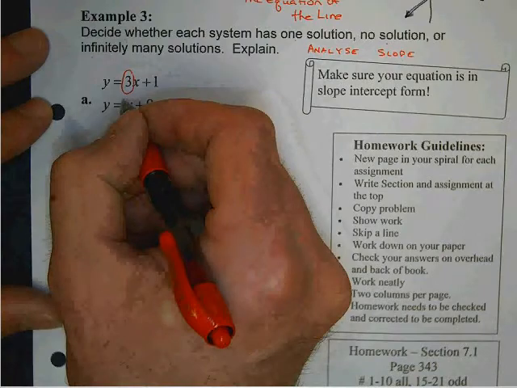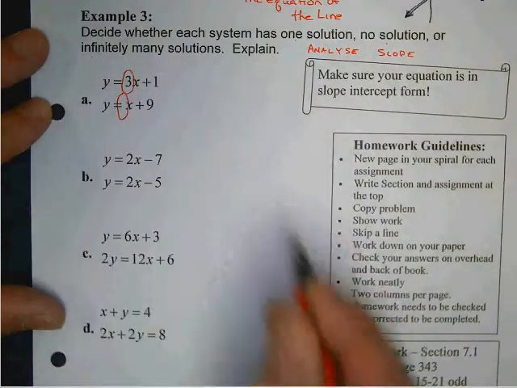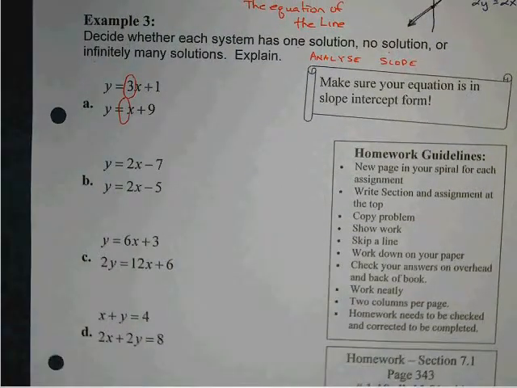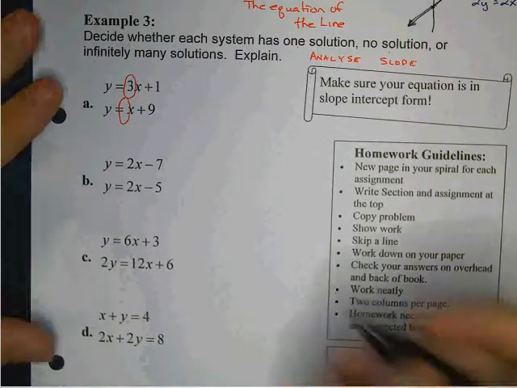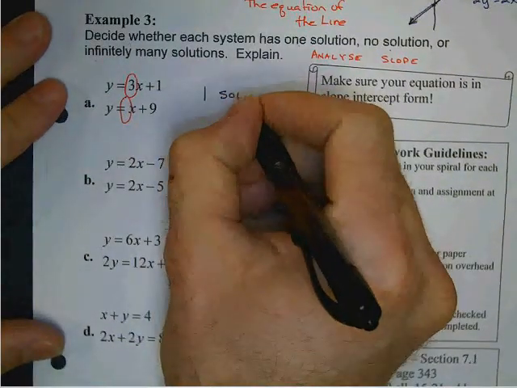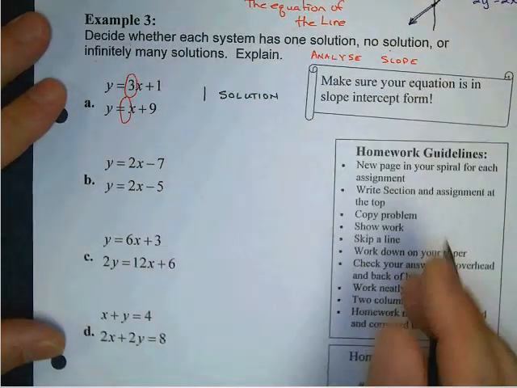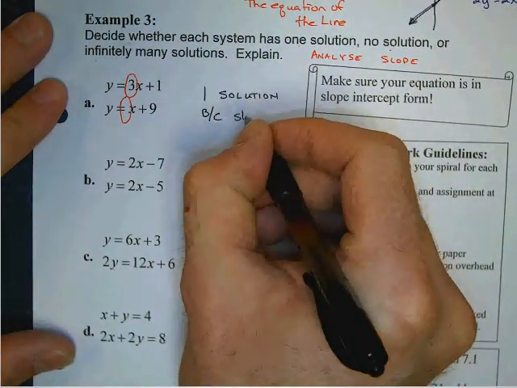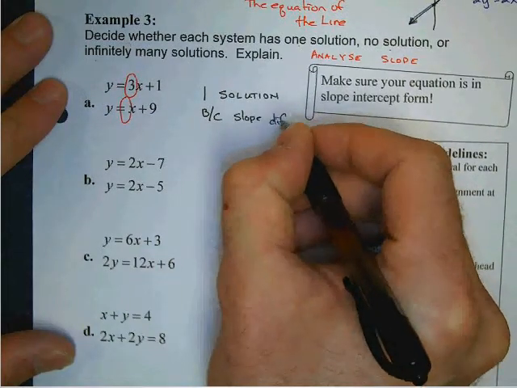What's the slope of the second one? 1. Are the slopes different? If the slopes are different, what does it look like? Show me with your arms. Is it this, this, or this? What do we got? This, parallel, same, or cross. Okay? So, how many solutions? 1. All right. 1 solution. What's your reason? Because slopes are different. That's all I need.